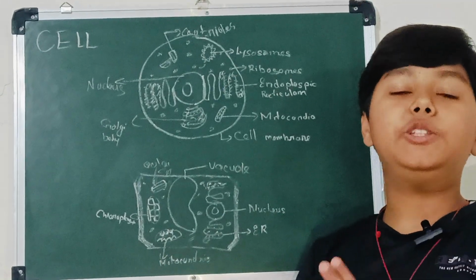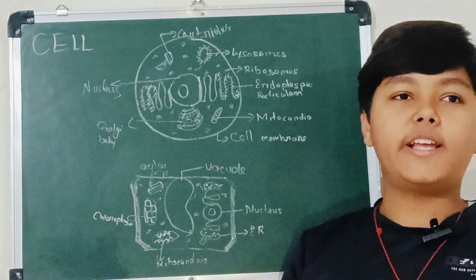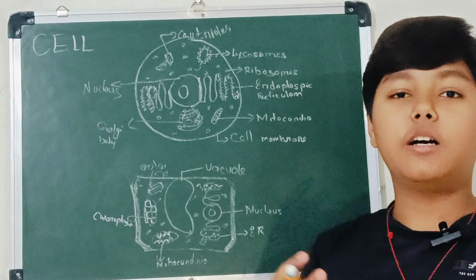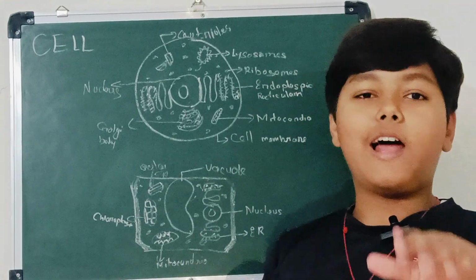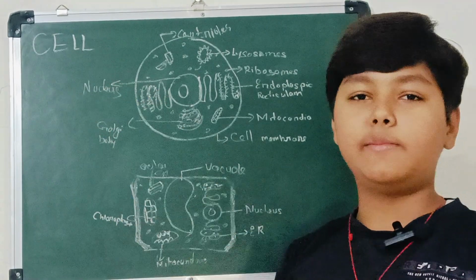Today I am going to explain about cells. There are mainly two kinds of cells, animal cells and plant cells. Other cells include fungi cells and monera cells, which come in bacteria cells like amoeba or yeast. So let's first understand our animal cell.